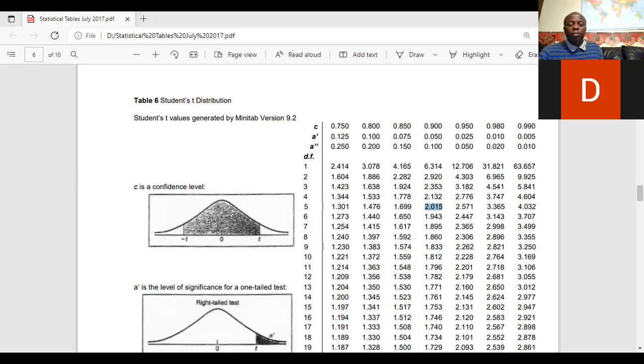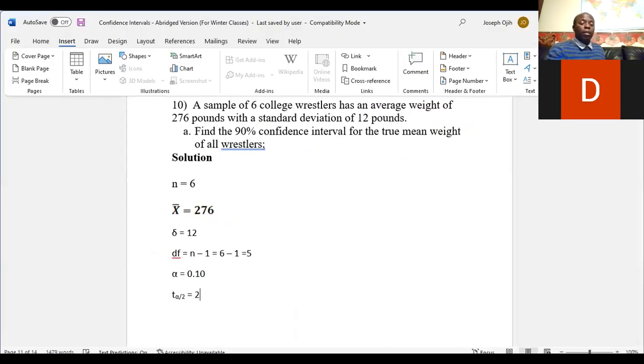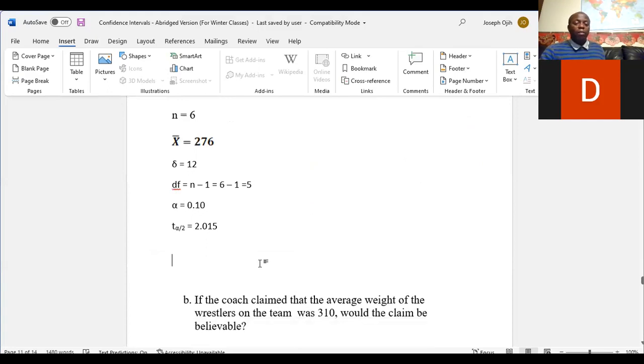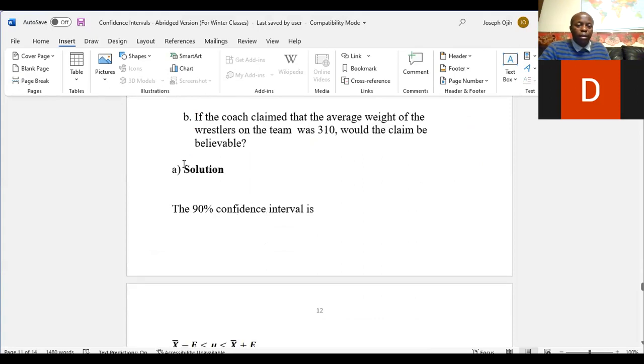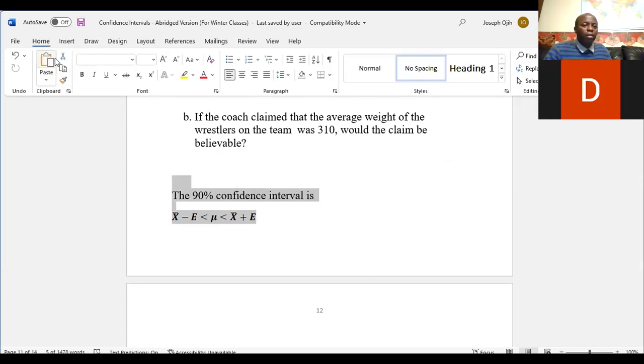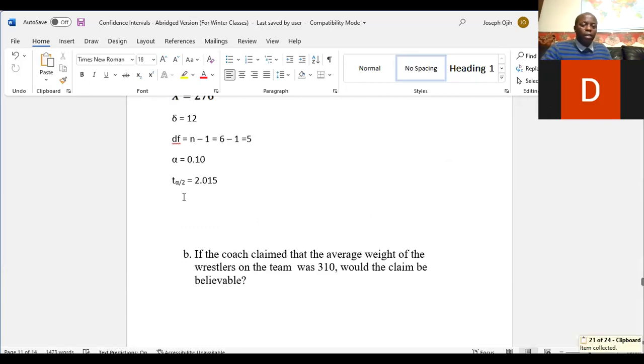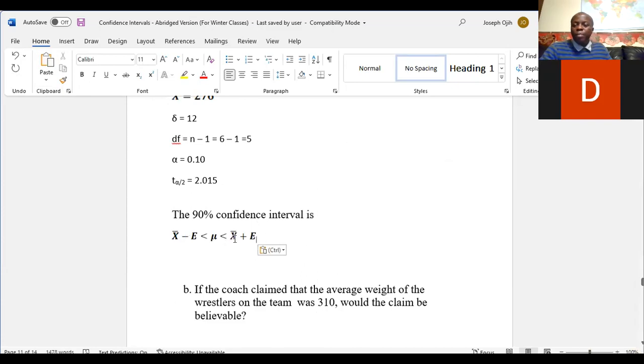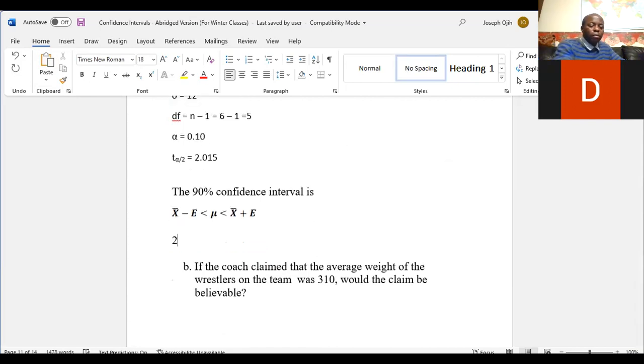Now that we have this, we're almost done with the calculation of the confidence interval. The 90% confidence interval is given by the same formula we used: x bar minus error less than mean less than x bar plus error. Just now we use a different way of getting the critical value. And x bar is the mean, which is 276, minus the error. We have not calculated the error yet.